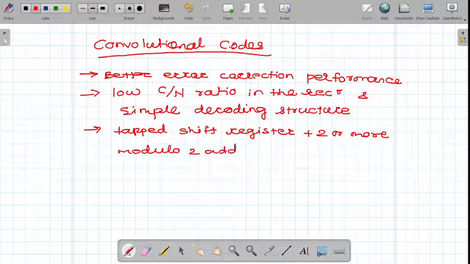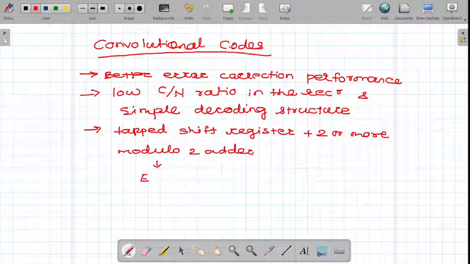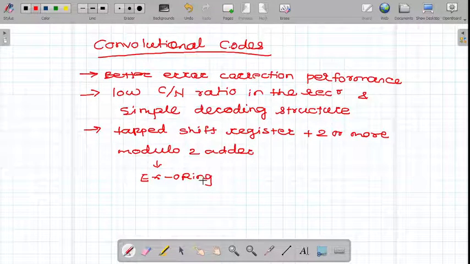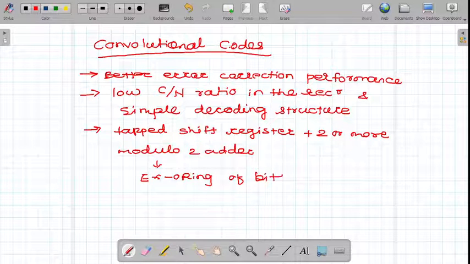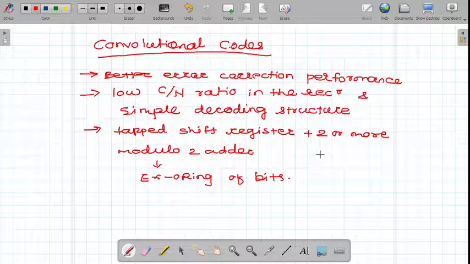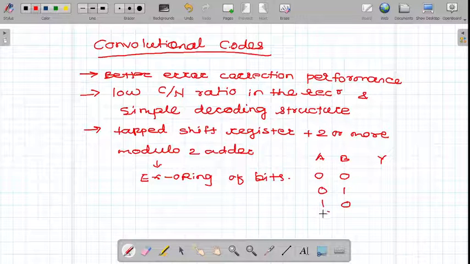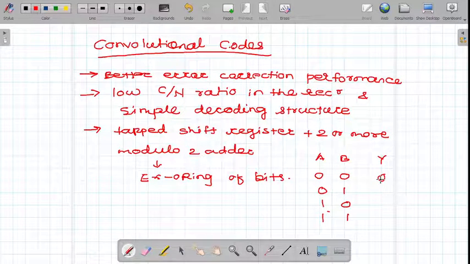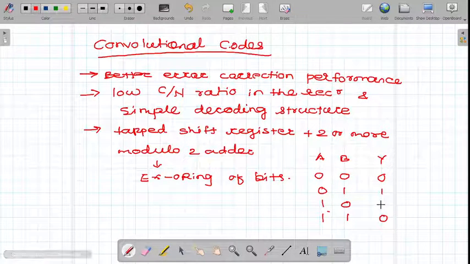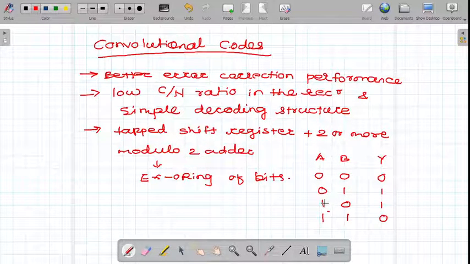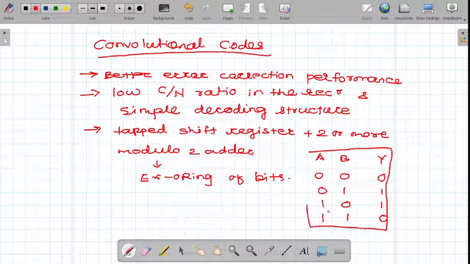Now what is a modulo 2 adder? A modulo 2 adder is a simple XORing of bits. Now here we will see the XOR table. A and B are the inputs, Y is the output. The combinations are 00, 01, 10 and 11. If both the bits are 0, then the output is 0. Meaning both the bits are the same, then the output is 0. Here both the bits are 1, the output is 0. If one of the bits is 1, then the output is 1. 0 XOR 1 is 1 and 1 XOR 0 is 1. So modulo 2 addition is performed using this XORing.